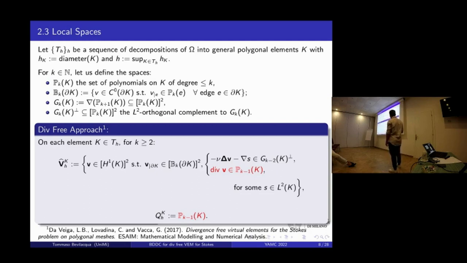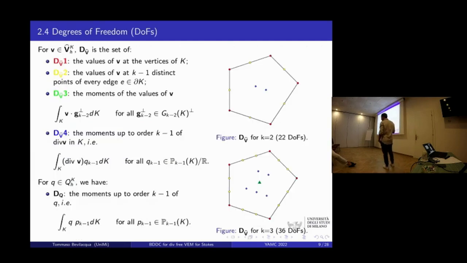The main property of this particular space of functions is the fact that the divergence of the velocity has to be a polynomial of degree k minus 1. And this is the same space that you use to approximate the pressure. This is an important property: the divergence of a discrete velocity function is included in the space of the discrete pressure, and this leads to an exactly divergence-free discrete velocity. It's quite difficult to say this.